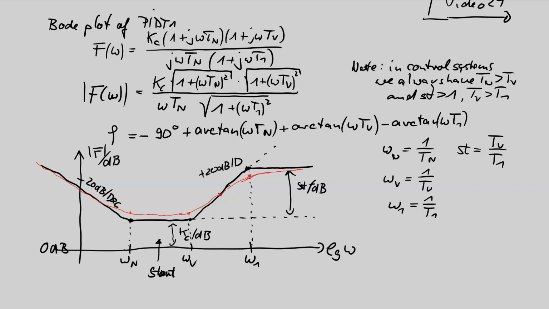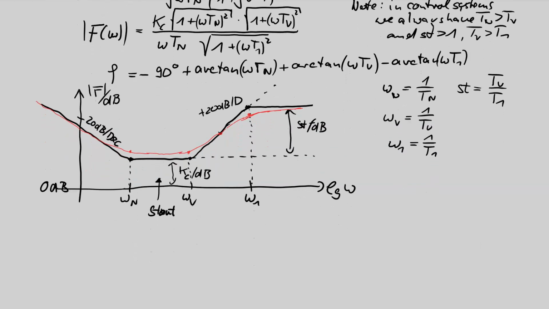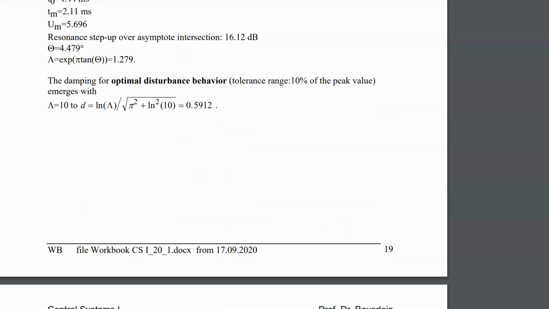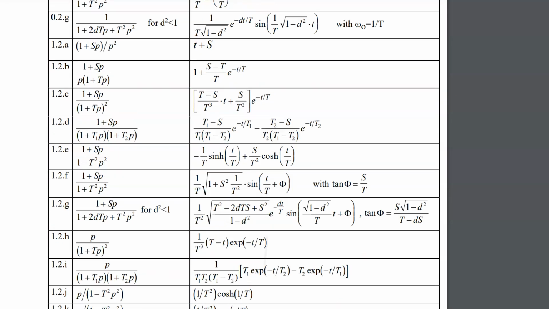In the lab you should measure the Bode plot of a PIDT1, and of course you should prepare the Bode plot. You should draw the Bode plot on millimeter paper in this way, and then you can compare the measurement with your preparation at home. The phase curve is shown in the workbook, page 16. I go to the workbook, go to page 16. That's not too far.